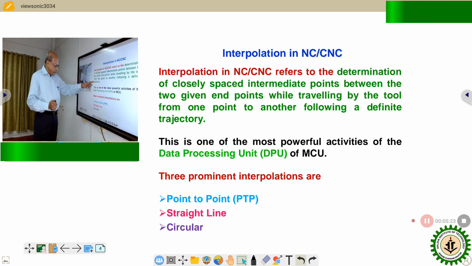Three types of interpolation are very prominent, and we ought to discuss them one after another in three different lectures. First, today we will begin with point to point, then we will go for the straight line, that is the second category, and the third one is the circular one.